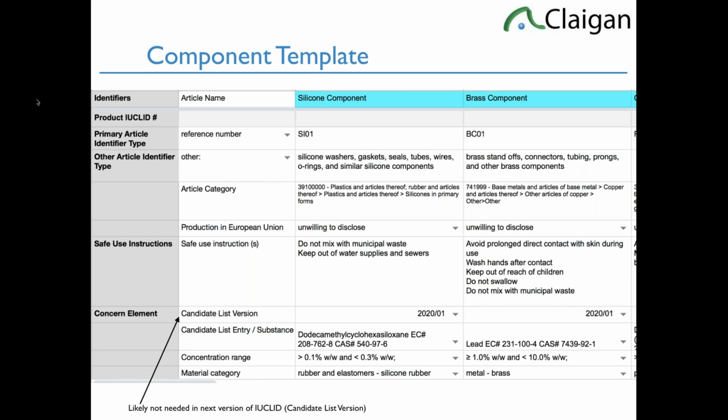It's a bioaccumulant, so its safe use instructions are about disposal, not contact. It's candidate list version, so this was done to the first list of 2020. There's a second list now. However, that field is going away in the new version of IUCLID, but it's still in the current version, so we keep it in the sheet at least, so people have what to enter.